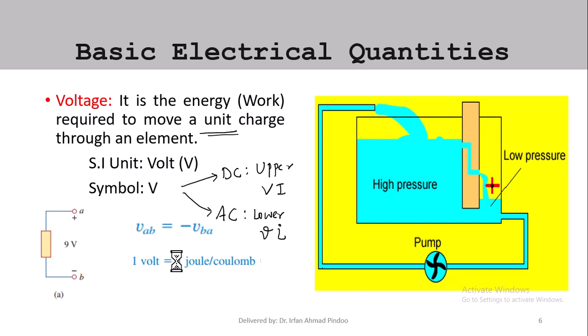Then what we are showing over here is that the voltage depends on how we are measuring. Suppose if we are measuring it from point A to point B, then it is plus 9 volt, but if we are measuring from point B to point A, then it is minus 9 volt.